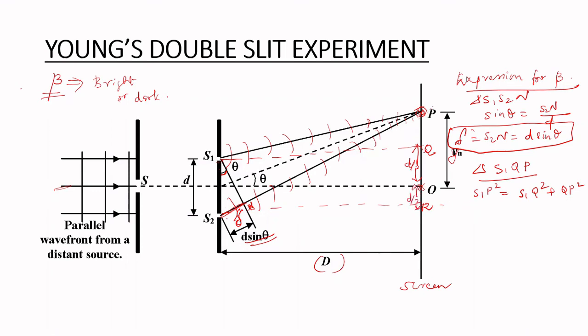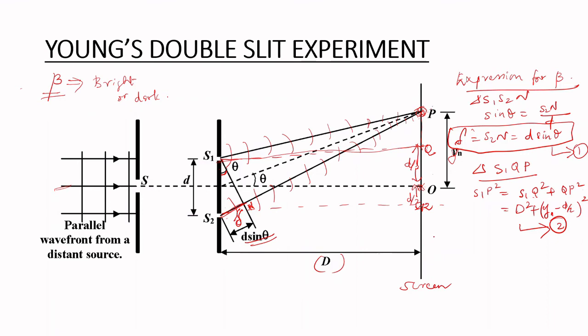So S1Q is this distance, which is actually D. So this is D square plus QP. QP is this distance only, so that is yn minus d by 2, the whole square. So this we will take as equation number 1. This is our equation number 2.